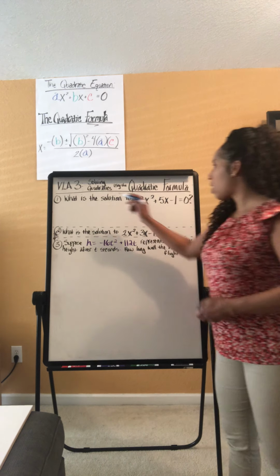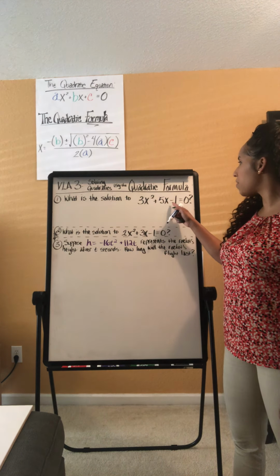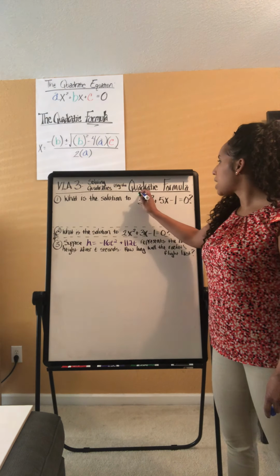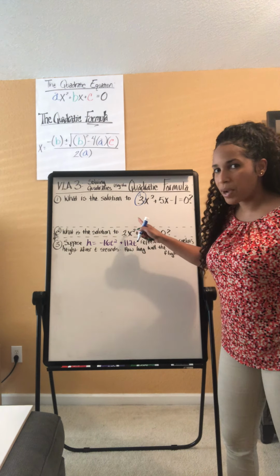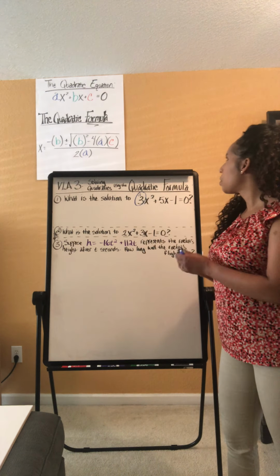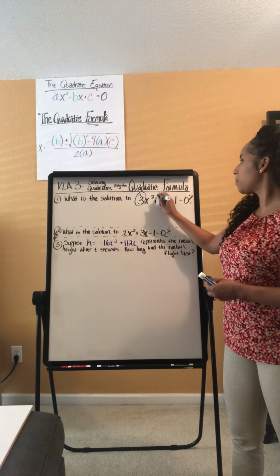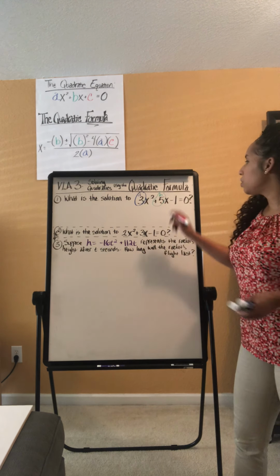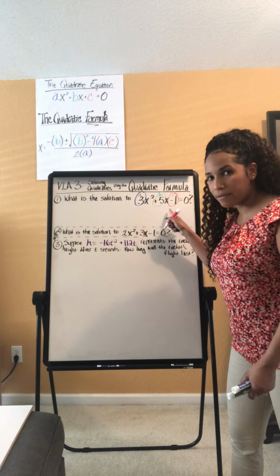So on number 1, the question was, what is the solution to 3x squared plus 5x minus 1 equals 0? It equals 0, so that means that 3 is my a, just the number, not the x squared. It is just the number. My b would be the number 5. And c is the number negative 1. You have to remember to take the sign with it. It's not just 1, it's negative 1.